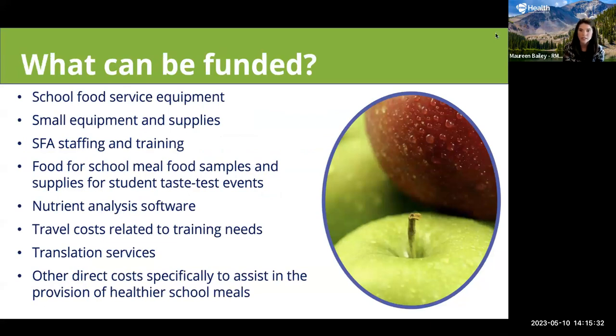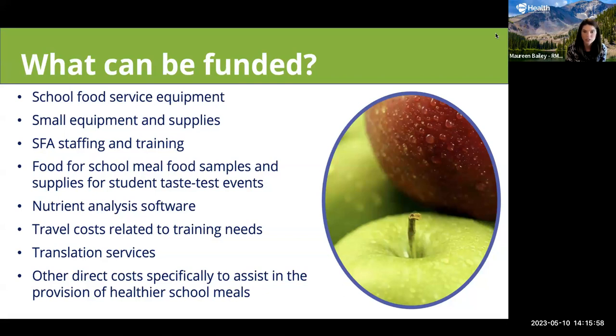On your screen, you'll see a list of things that can be funded with this grant. It's important to note that only up to 25% of funding can be used towards purchasing food. So what could the implementation of this look like? Your district could replace kitchen equipment and engage staff in utilizing the equipment to create new scratch-cooked recipes. Your district could also implement nutrition education and student engagement plans.